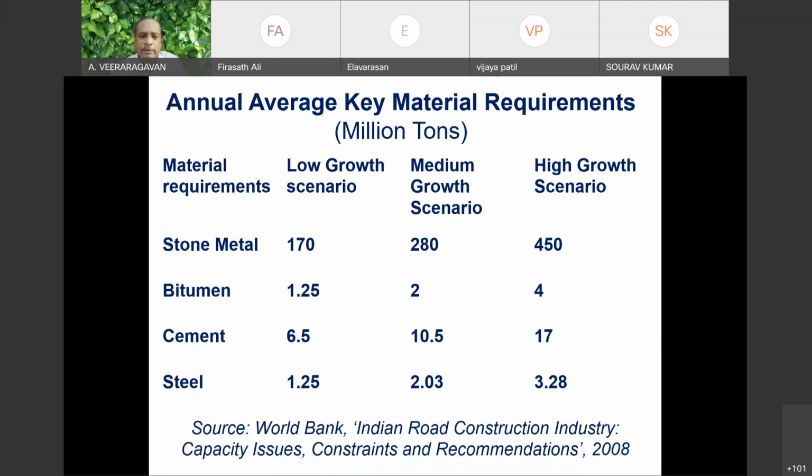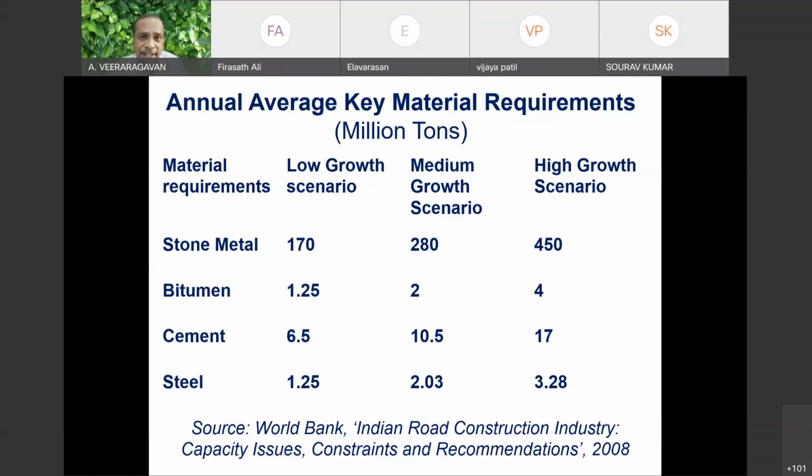If you look, these are from the World Bank report, wherein about the Indian road construction industry, they publish that the quantity of material required for a low growth scenario, aggregate is 170 million tons annually. If the country's economy blooms, if you want to construct more than 40, 50 kilometers of national highways every day, in that case, our requirement of aggregate will be around 450 million tons. Bitumen 4 million tons, cement 17 million tons, steel 3.28.